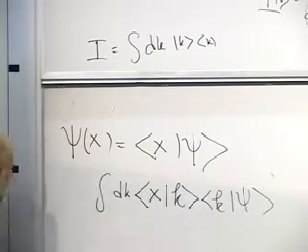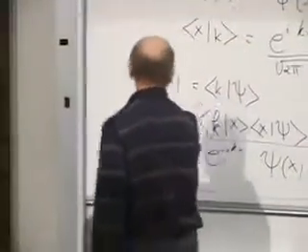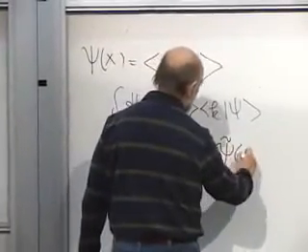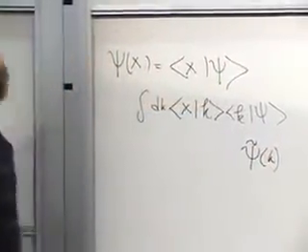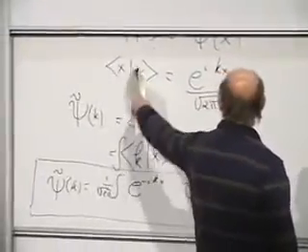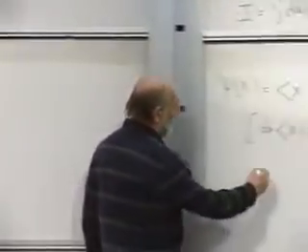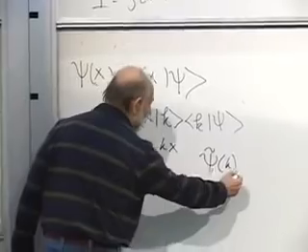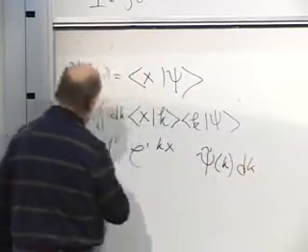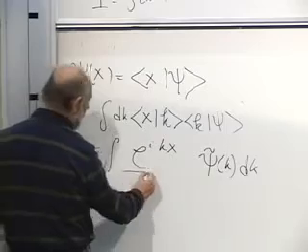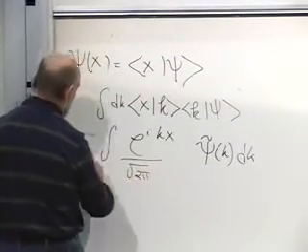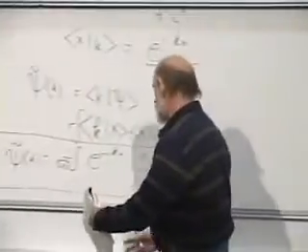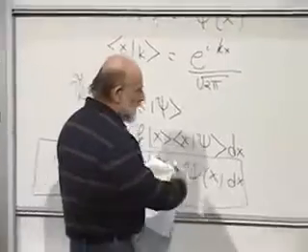Well, what's this? This is nothing but psi twiddle of k. And what is this? Where is it? Here it is right over here. It's e to the i kx over the square root of 2 pi, integral dk. That's psi of x. So look, we have a reciprocal relationship between psi of k and psi of x.